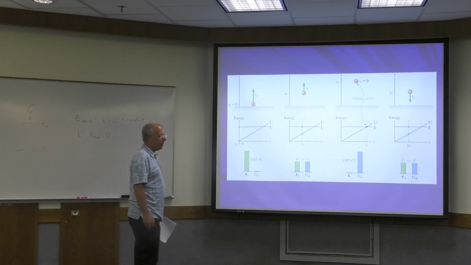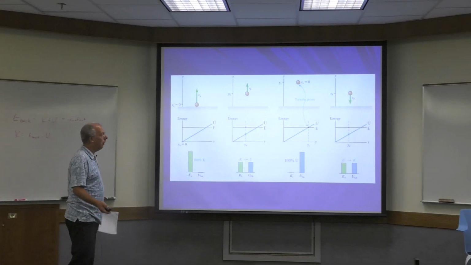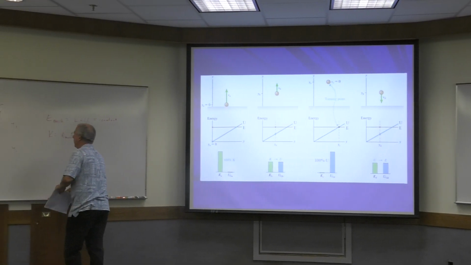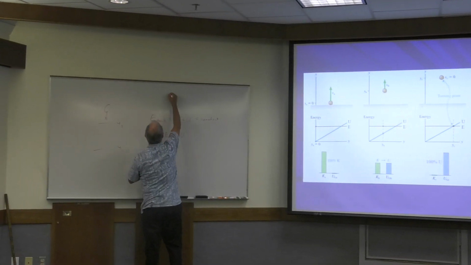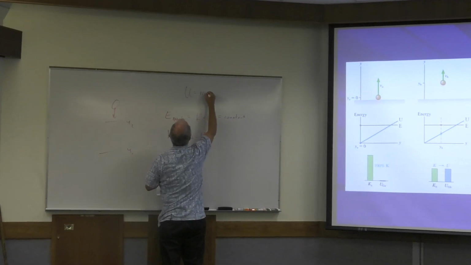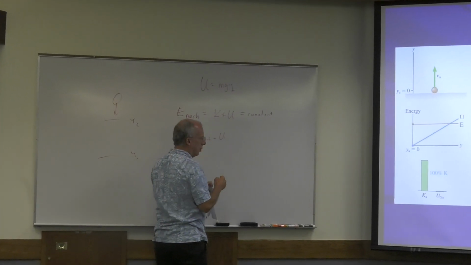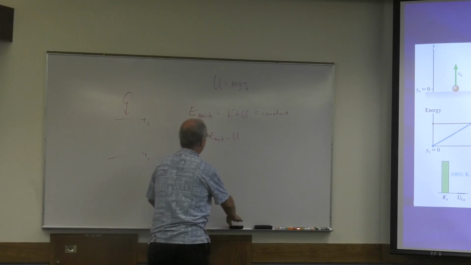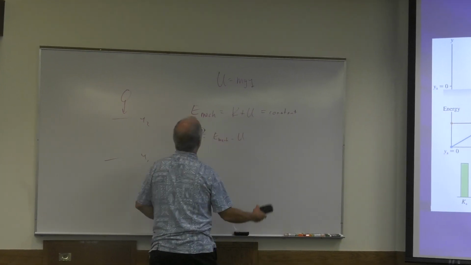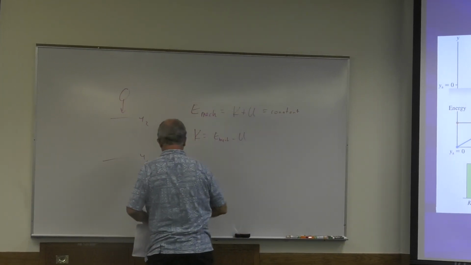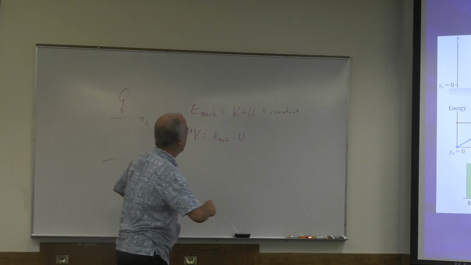Now, so that's free fall, right? That's free fall, where for free fall, we know that U is mgy or mg height or whatever you want to call it, okay? So that's free fall. Now, let's do spring. Let's do a spring.